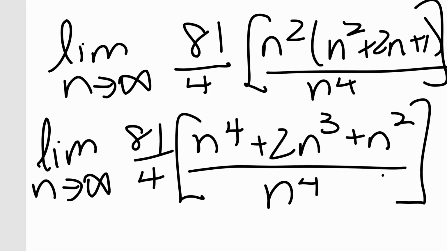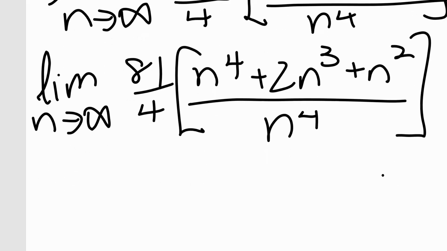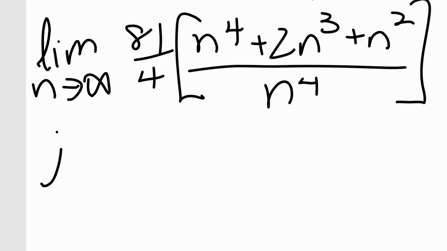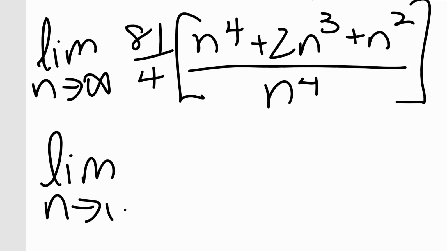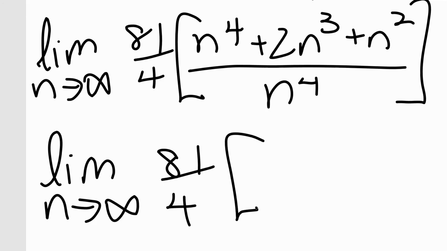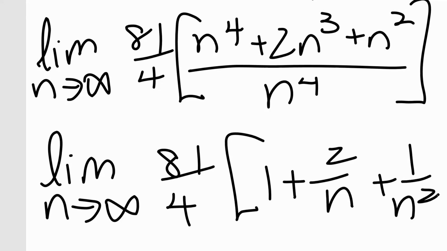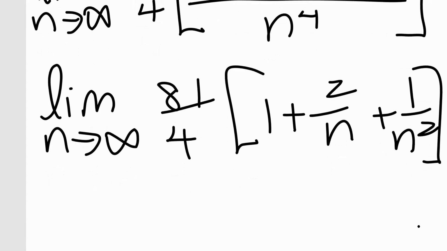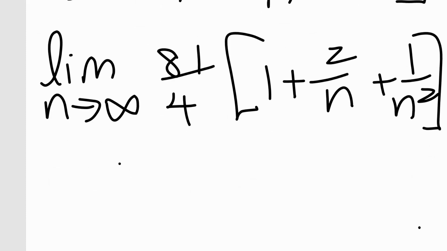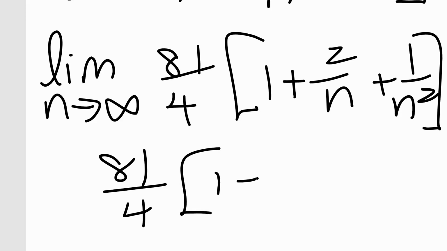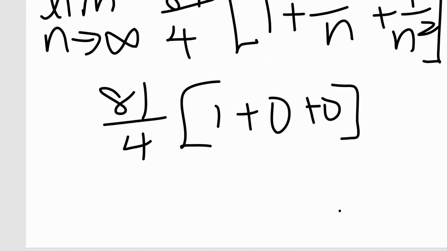Now that I've gotten rid of all of my parentheses, I can break it into smaller fractions. So I get the limit as n goes to infinity of 81/4 times 1 plus 2 over n plus 1 over n squared. Because the two smaller fractions both still have n in the denominator, it's 81/4 times 1 plus 0 plus 0, which then becomes 81/4, and that's my answer.